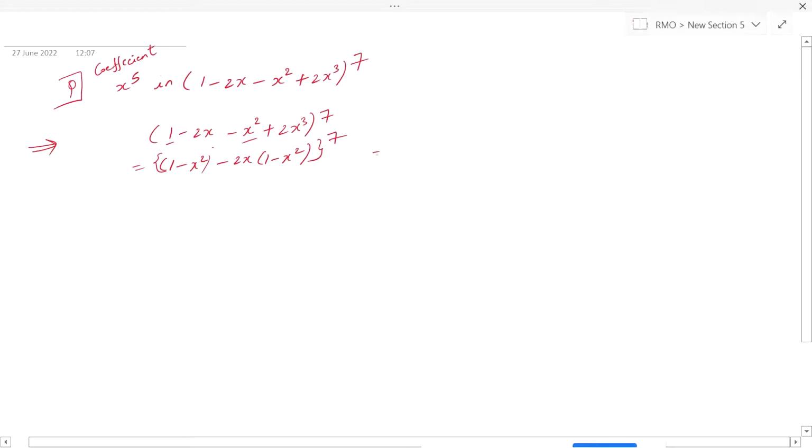So it is (1 minus 2x) into (1 minus x square) raised to 7. Now the concept is, see, the term which has more coefficient, in this case the power of x square is more, right? So you will expand this term.